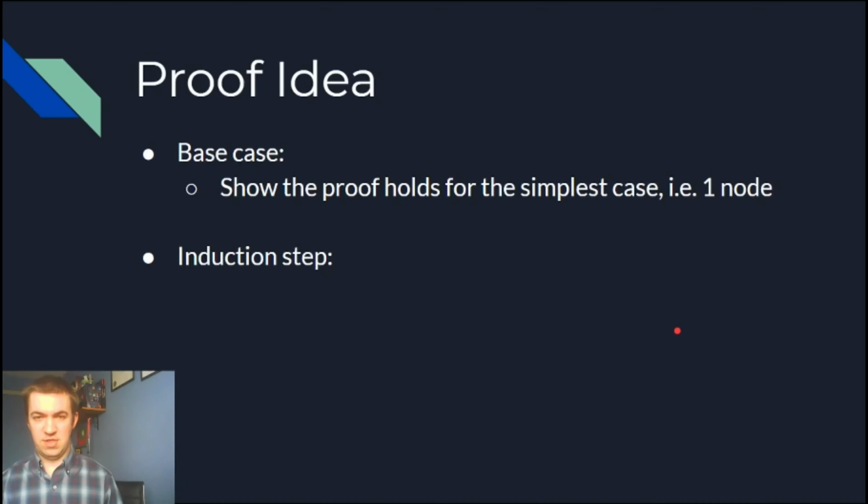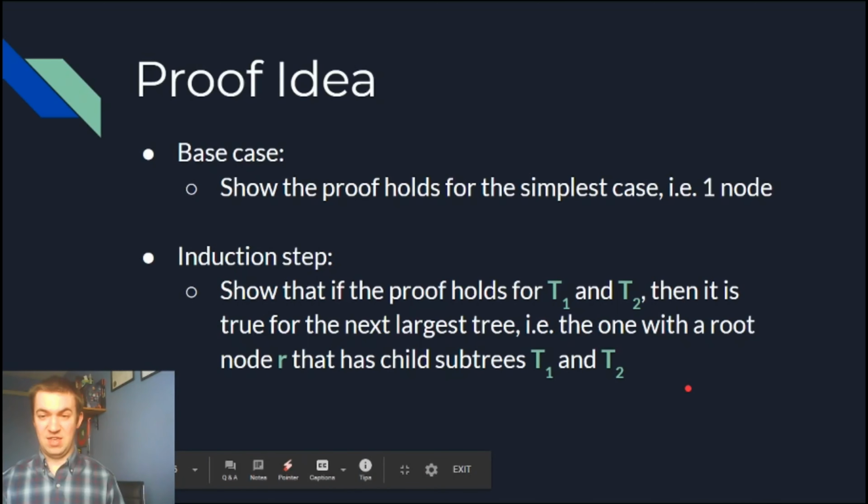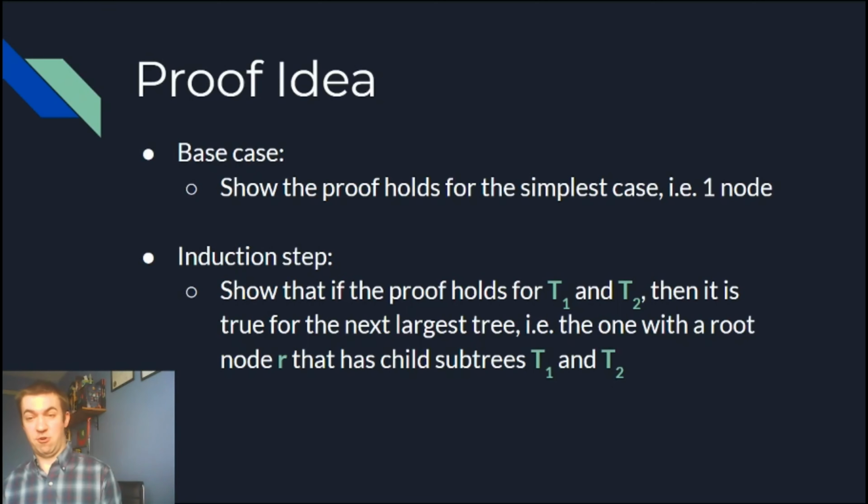In our induction step, we're going to show that if the proof holds for T1 and T2, then it is true for whatever the next largest tree is. So for instance, in this case, we take our T1, our T2, we add a new root node. That means we've, by definition, made a bigger tree. And so by induction, this is going to apply to all of the full binary trees that we're working with.